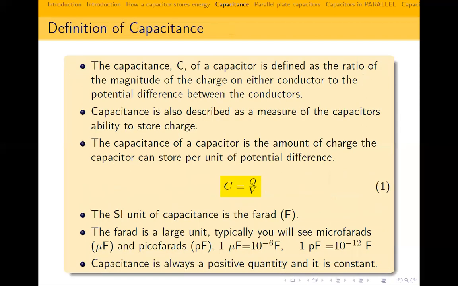So what is capacitance? Now, you have different capacitors. You can have a small capacitor that stores maybe just a little charge. You have another capacitor that stores maybe a little bit more. You have another capacitor that stores even much more charge. So the quantity that is used to measure how much charge a capacitor can store is called capacitance.